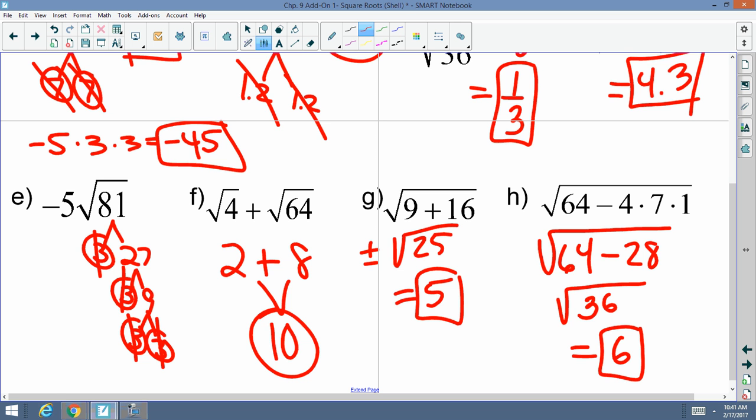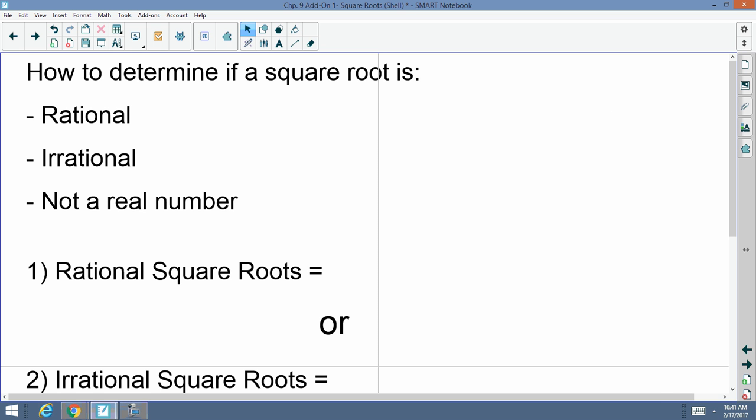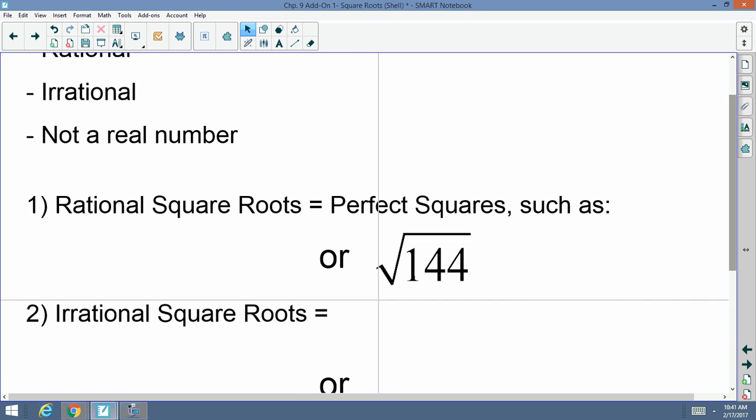Okay. All right. Now, how do we determine if a square root is rational, irrational, or not a real number? Very important stuff here. Rational square roots are perfect squares, guys. Perfect squares, such as square root of 144, such as square root of 9. We knew that from our definition of rational numbers back in the beginning of the year.